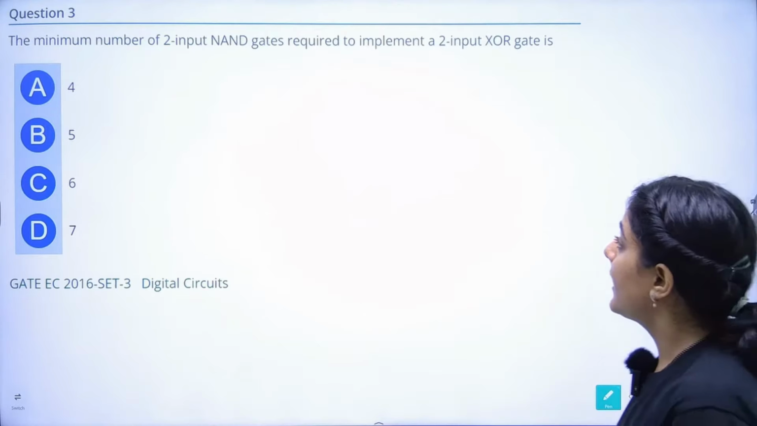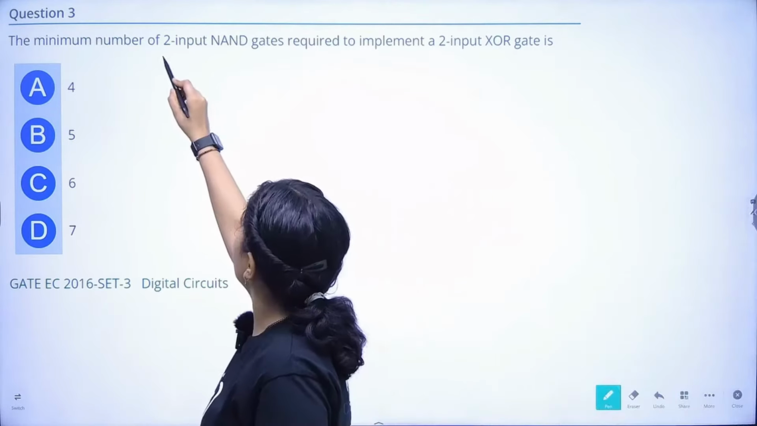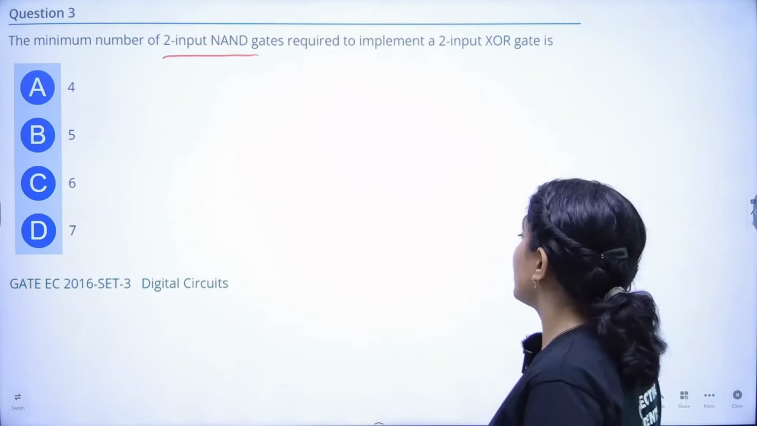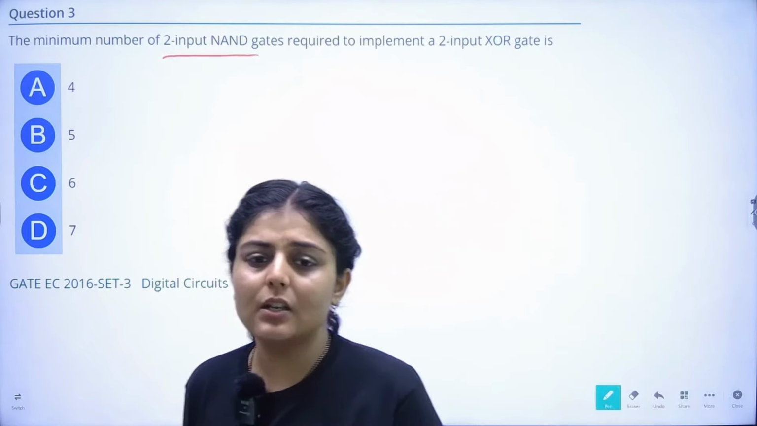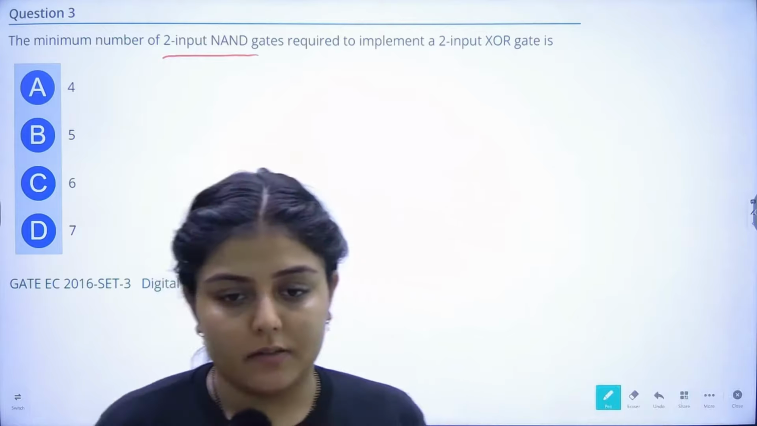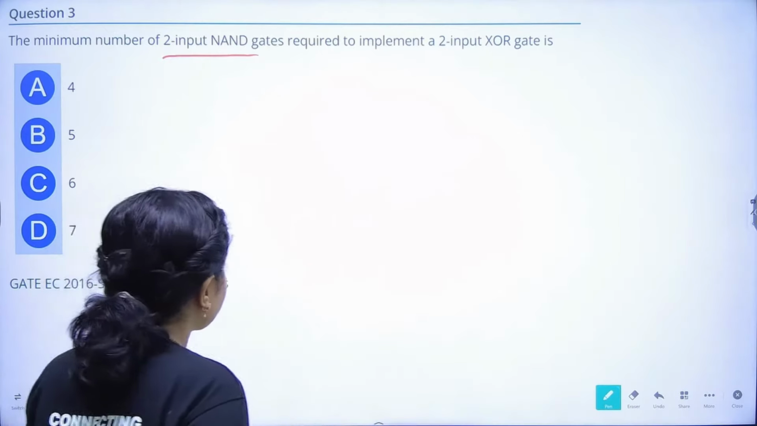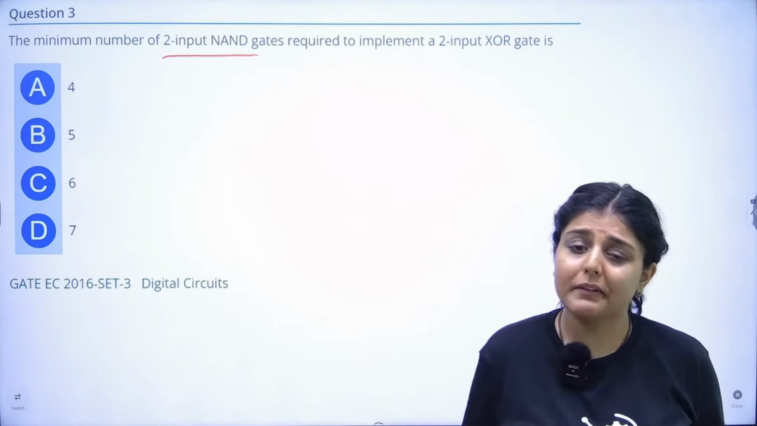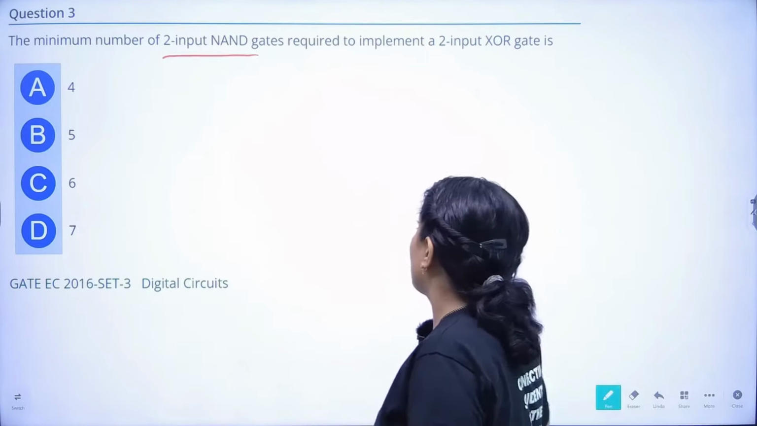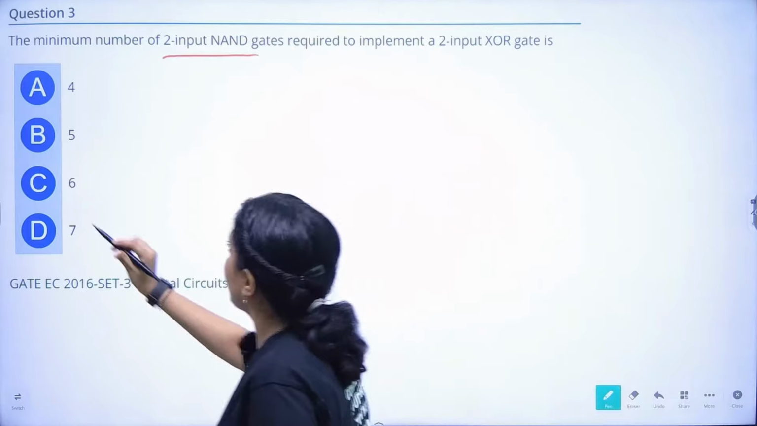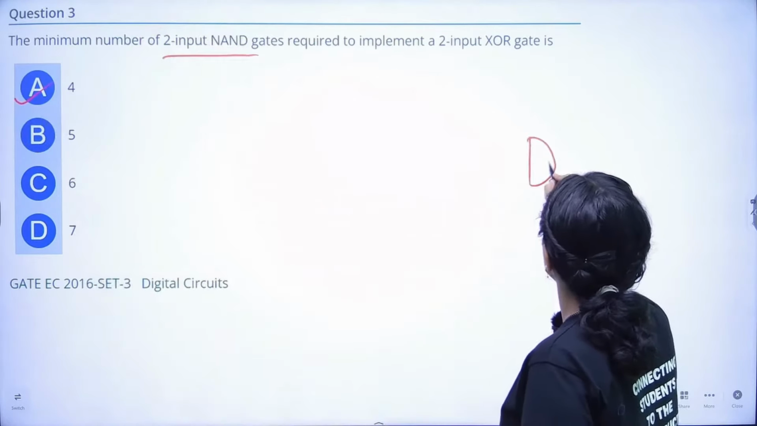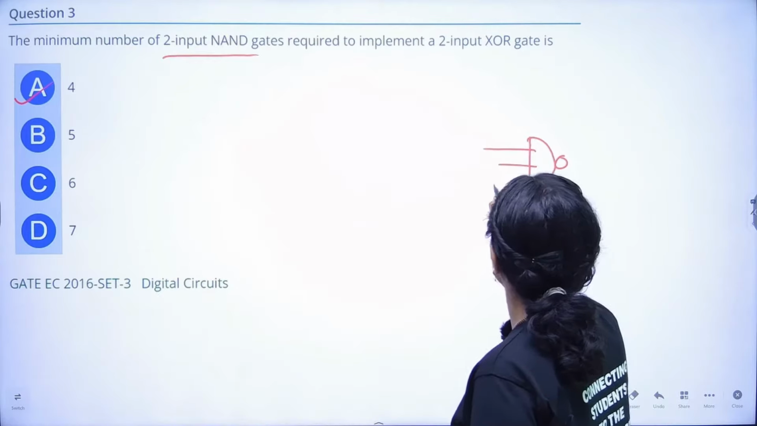Next question says: find the minimum number of two-input NAND gates required to implement a 2-input XOR gate. Very easy, very common implementation, which we always do when we are doing the theory part, right? So how do we implement it? It can be easily implemented by using 4 gates. So this is your implementation.